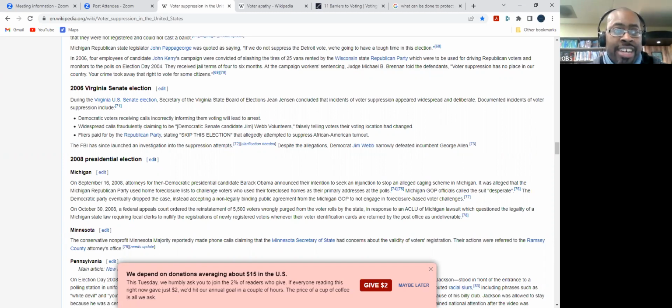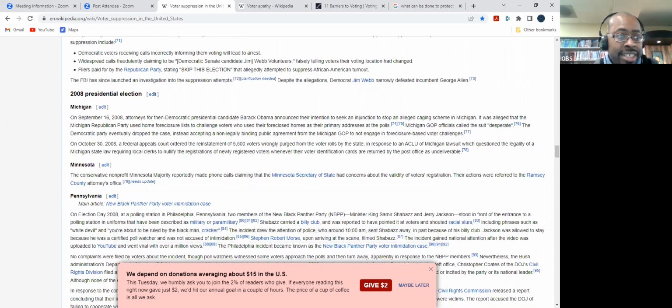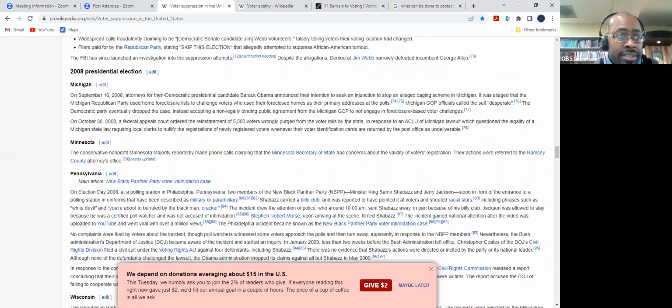How in the world, if I'm eligible to vote, that if I go to my polling place and vote, I would be arrested? What kind of mess is that? I mean, the stuff that people would go to suppress your right to vote is just beyond comprehension. Okay, so we have several instances in 2008.